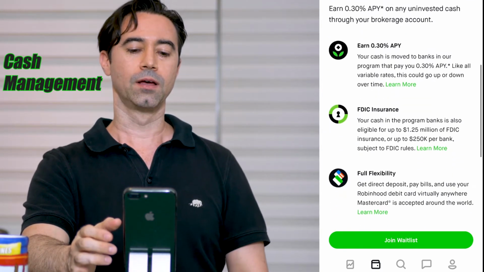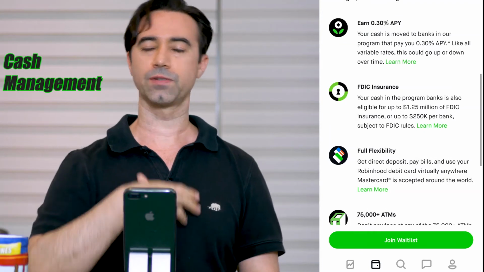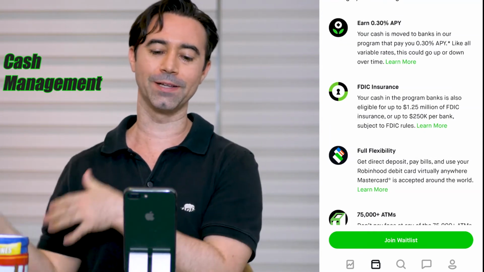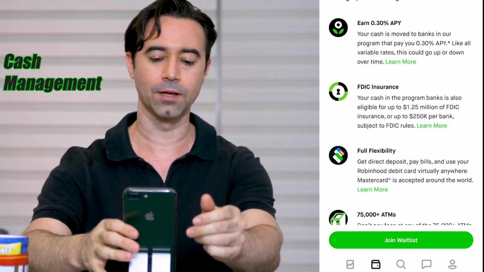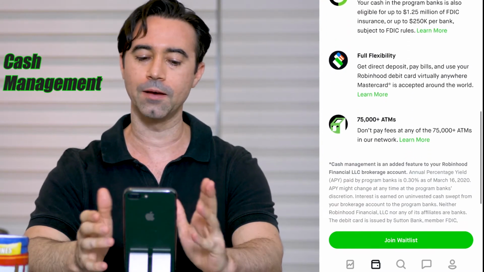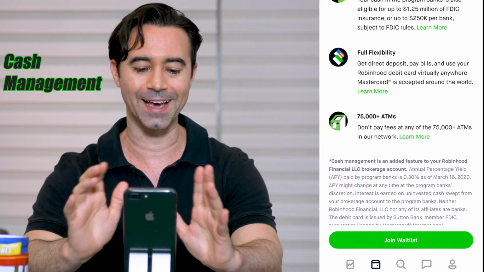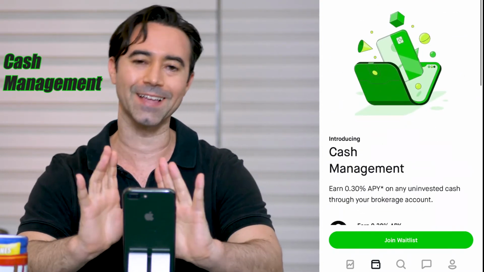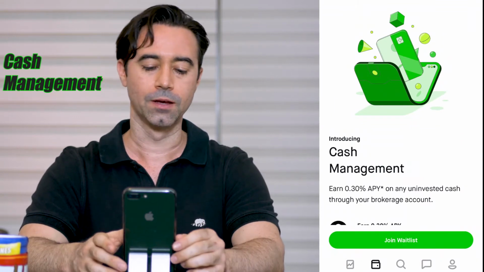Next up, there's FDIC insurance, which is very important. If something happens to Robinhood, if something happens to your money, it's insured, very important. There's ATMs, so if you want to get money out, click learn more to understand that. Now this is rolling out, it's not out yet, but it's coming.